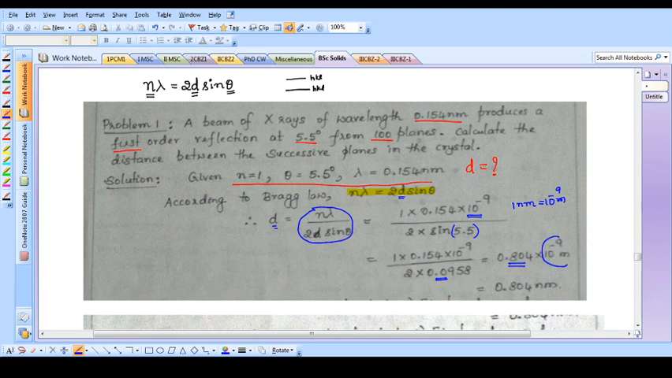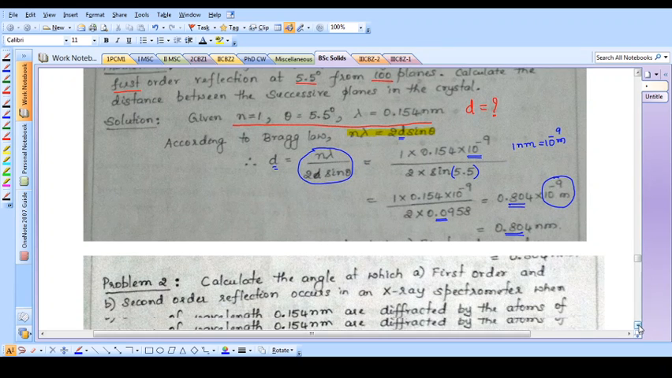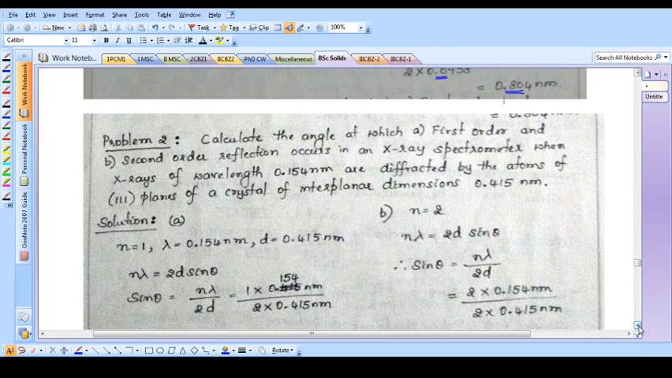You can convert again 10 to the power minus 9 meter into nanometer, so the answer is 0.804 nanometer. So the distance between the 100 planes from which the X-rays are reflected, producing a bright spot at 5.5 degree, is 0.804 nanometer. A straightforward problem based on the equation n λ = 2 d sin θ. Let us solve a similar problem.